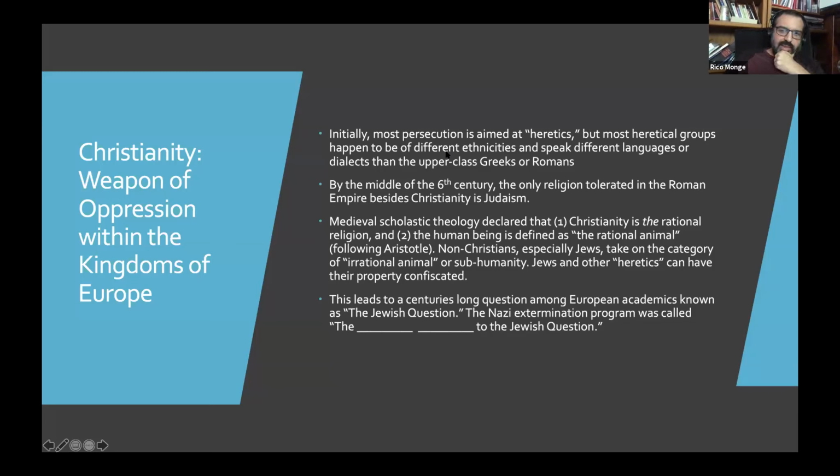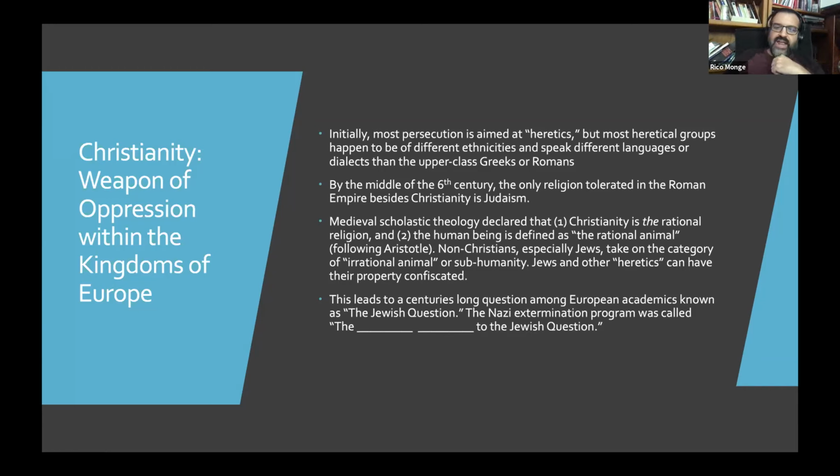Initially, most persecution is aimed at groups called heretics, divergent Christian groups that don't agree. But if we look through and pay more attention to why different groups were declared heretics, it's not just because of their theology. It often is because their theology differed because they spoke a different language or a different dialect, which, in communicating itself, was seen as suspect. And this pattern happens again and again throughout the first millennium of Christianity. Almost every major split and then persecution circles around ethnic groups and linguistic groups just as much as it does around ideas. But by the middle of the 6th century, the only religion tolerated in the Roman Empire besides Christianity is Judaism. And that's tolerated barely.